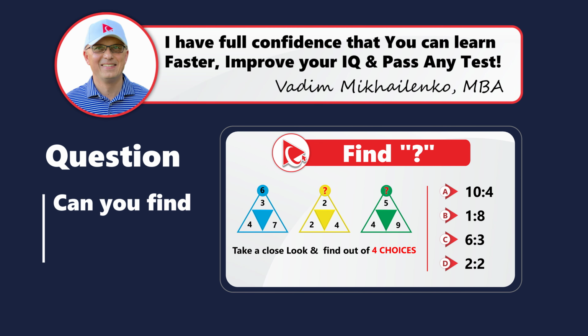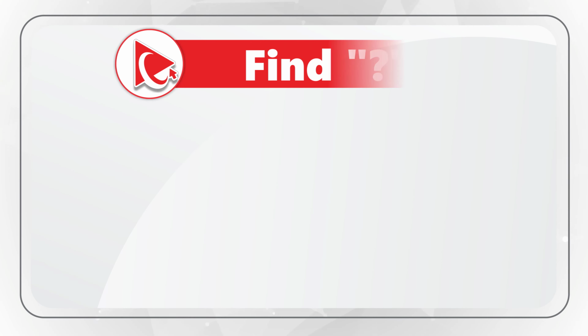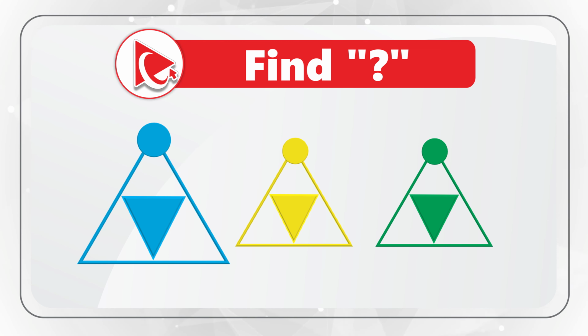Here's an absolutely phenomenal question, which is absolutely not obvious how to solve. Instead of 1 question mark, you need to find 2 question marks. You're presented with 3 triangles. All triangles have a circle on the top. Blue triangle has 3 numbers inside. Starting from the top, the numbers are 3, 7, and 4, and the number on the top is 6.